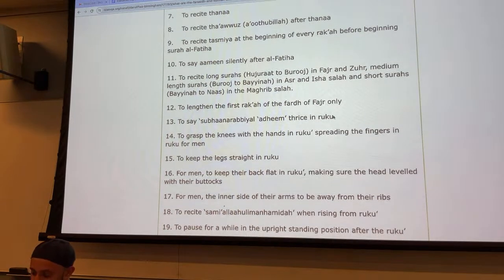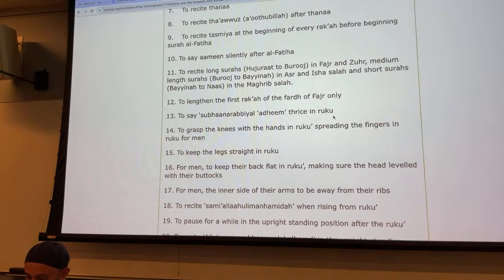Okay. To lengthen the first rak'ah, the first unit of the obligatory prayer of Fajr only. So same kind of idea. It's recommended, but you're extending so that people are joining in the first cycle of prayer. They're able to be a part of it. If you catch the bowing of the first cycle, then you have caught that first cycle of prayer. You don't have to do another unit of prayer. And we're going to talk about this in more detail, but the person leading the prayer will also be taught how to lead in terms of these kinds of things.